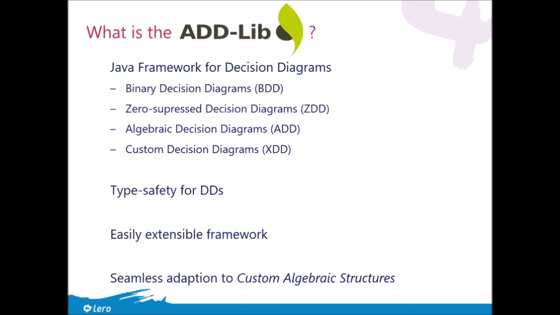It has type safety for decision diagrams. So that means only operations that can be performed with a certain object type are allowed to be performed. So you won't be able to perform an operation that is invalid for a certain object type. It is an easily extensible framework, and it is a seamless adaptation to custom algebraic structures. So this means you're able to create such algebraic structures as groups, ring-like algebraic structures, such as fields and rings. You're able to produce lattices, such as a Boolean lattice or bounded lattice, and other similar algebraic structures.